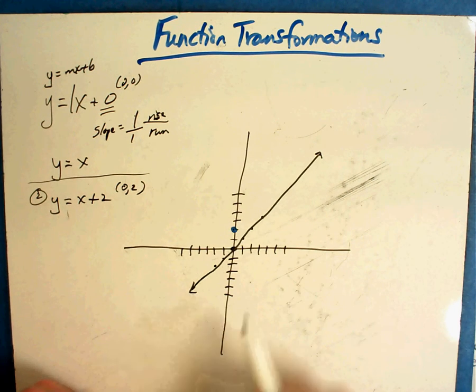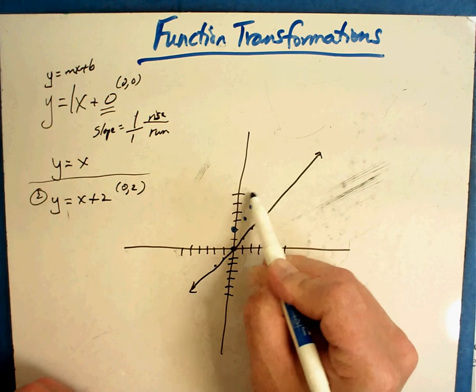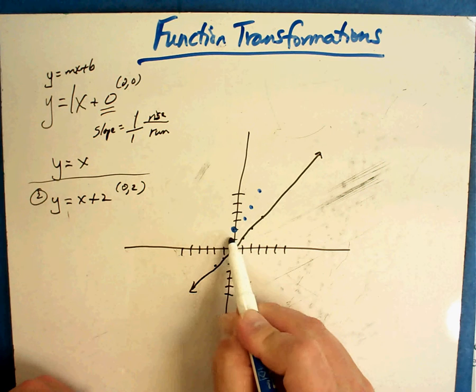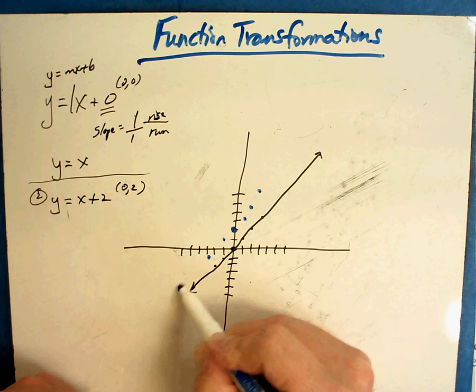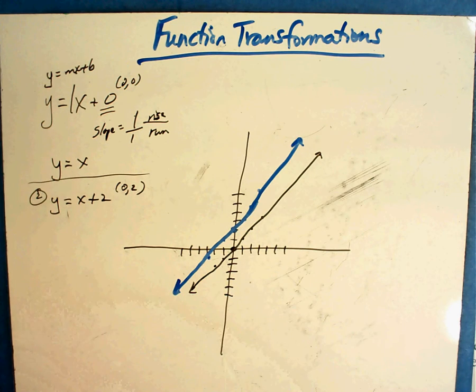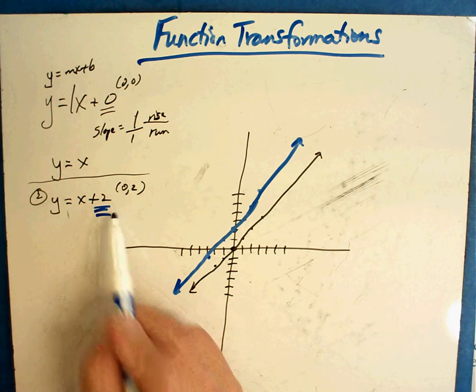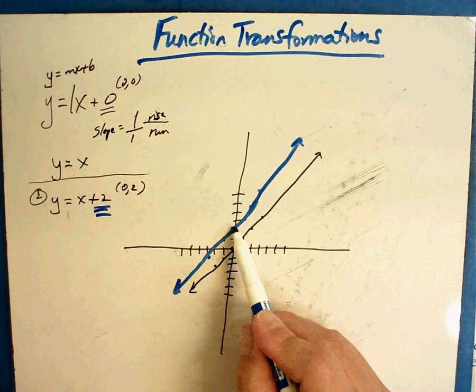The slope is still the same. Up 1 over 1, up 1 over 1, up 1 over 1. Down 1, left 1, down 1, left 1. And so basically I have a parallel line. It shifted. That's what a transformation is. So anytime you have this added to it, what happened? All that happened is the line shifted up 2 spaces.